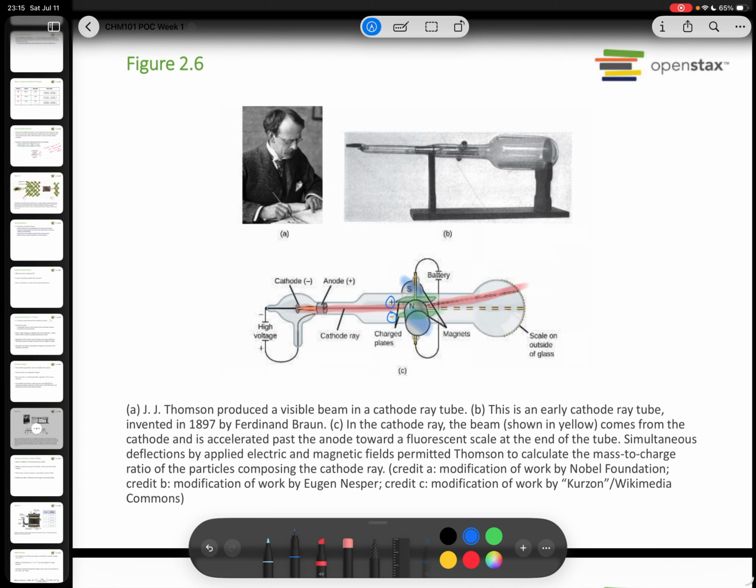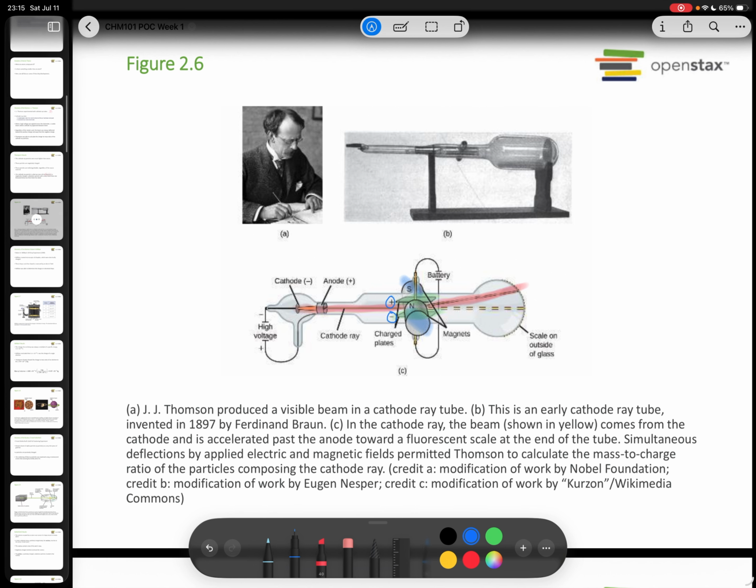Kasi nga din yung electrical charge. So, Thomson determined that the particles in the beam had a negative charge and a very small mass. This was a strong evidence that atoms are divisible and contain smaller particles. Okay? So, yun yung experiment niya. And that's how the electron was discovered.